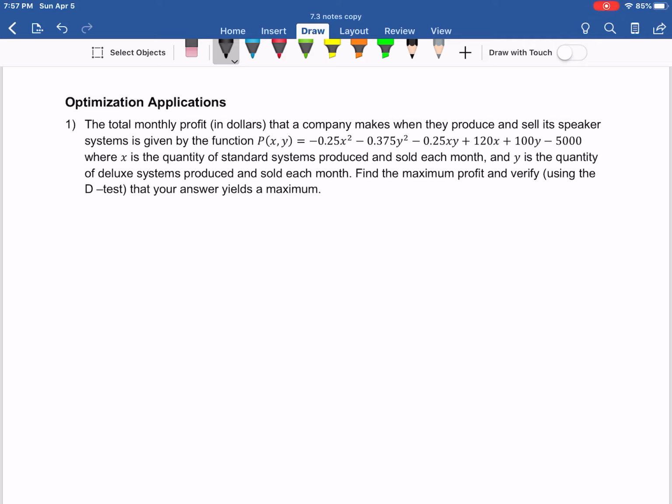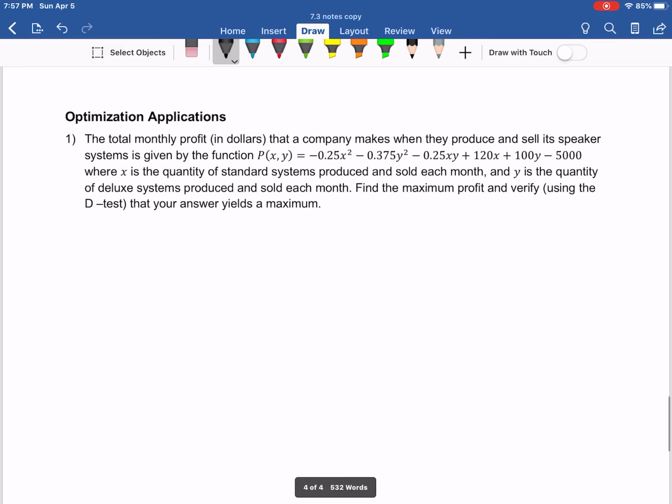So this means we want to find either the biggest or the smallest value of the function and when this happens. Typically, profit wants to be maximized, whereas something like cost is going to be minimized. It's all about what makes sense in that context. So in this example, we are given the monthly profit function in dollars that a company makes when they produce and sell its speaker systems, given by the function you see there.